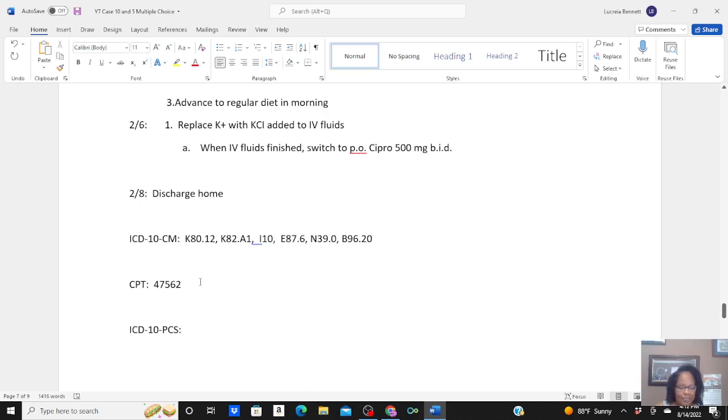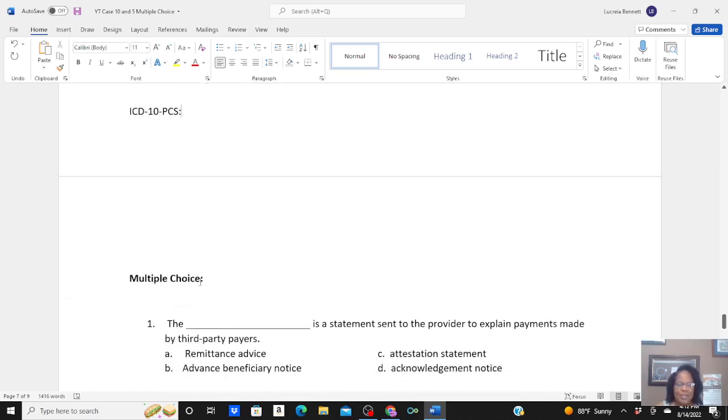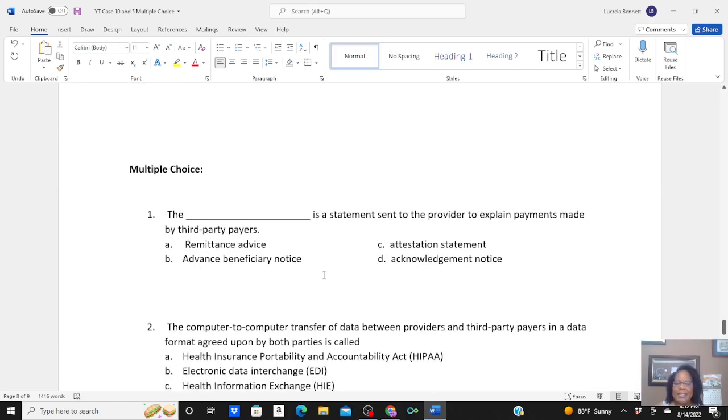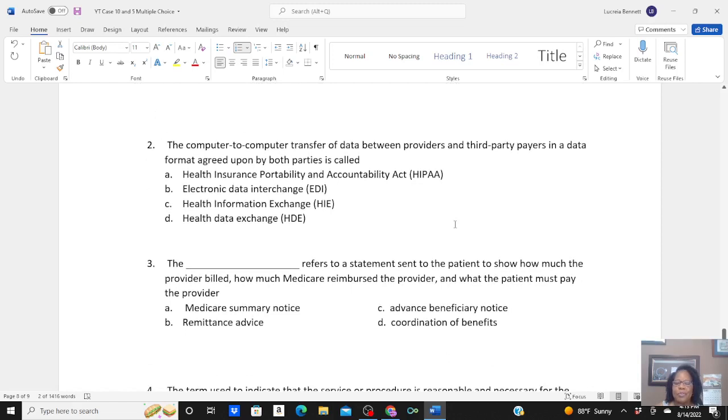All right, your multiple choice questions. Question number 1, the blank is a statement sent to the provider to explain payments made by third-party payers. Guys, that is a remittance advice. This remittance advice is sent to the provider. Okay, number 2, computer-to-computer transfer of data between providers and third-party payers in a data format agreed upon by both parties is called electronic data interchange. B, electronic data interchange, EDI.